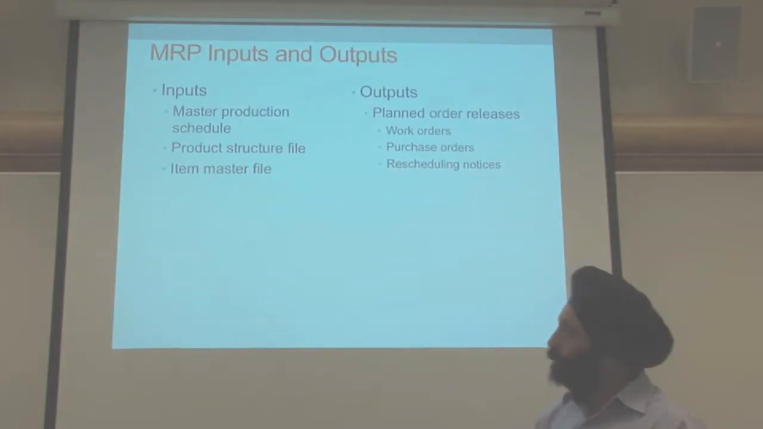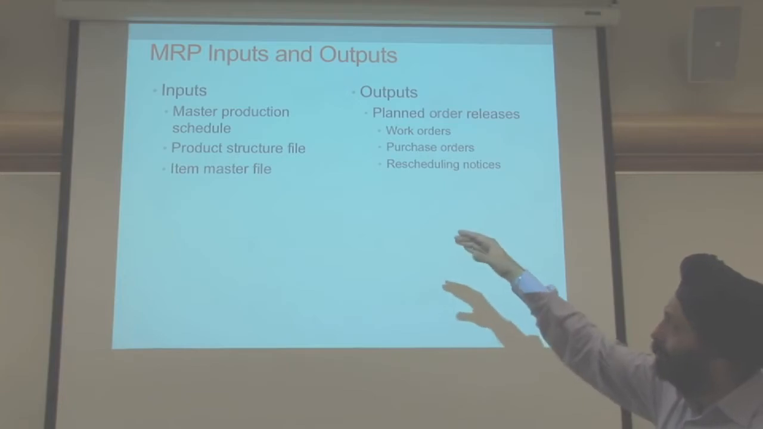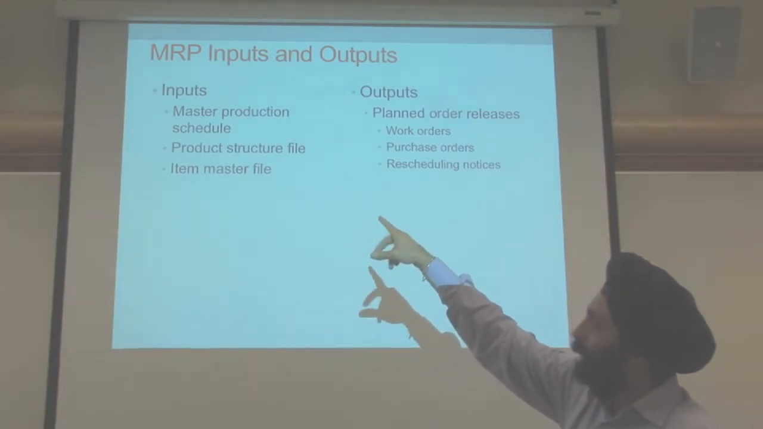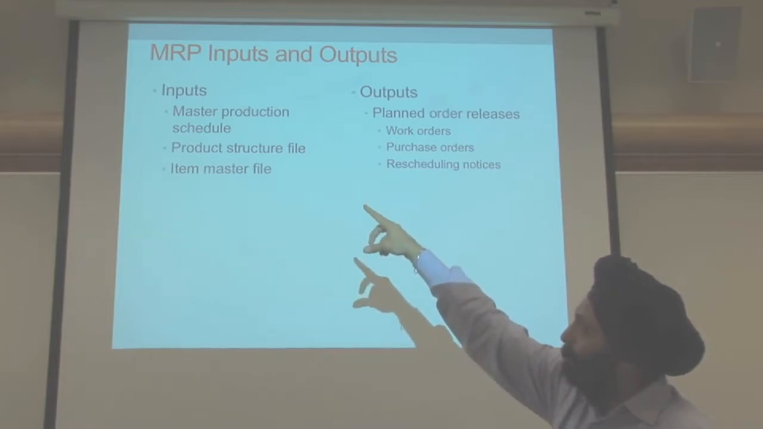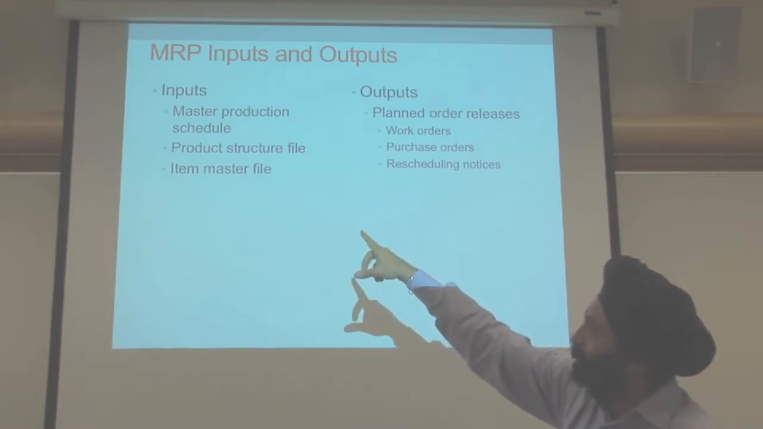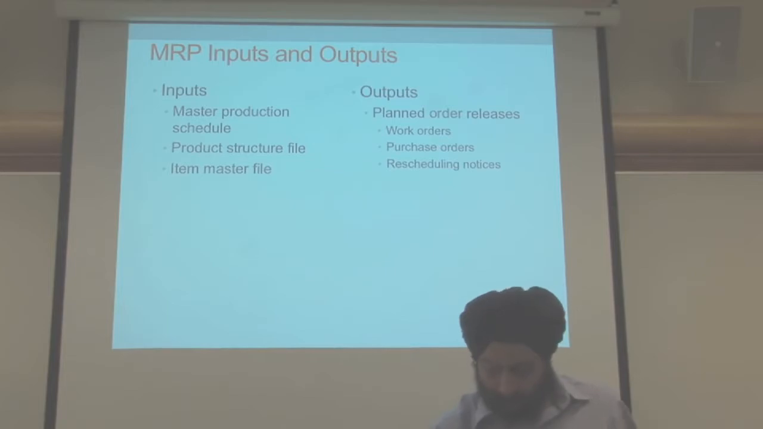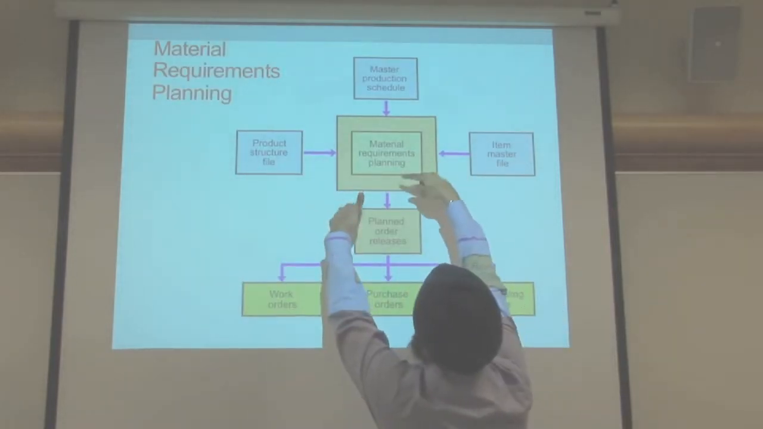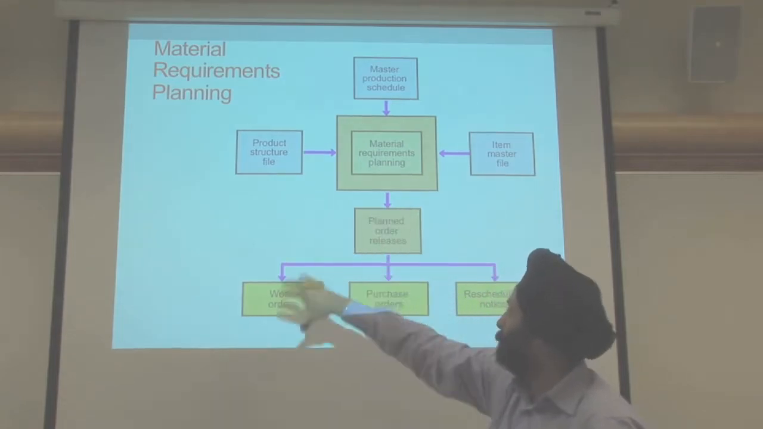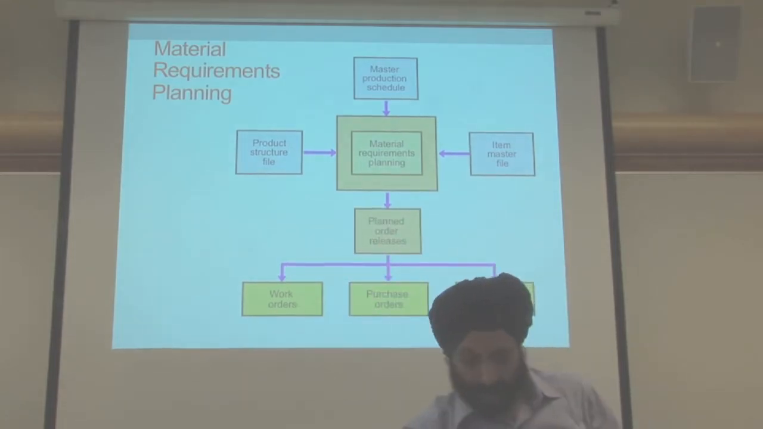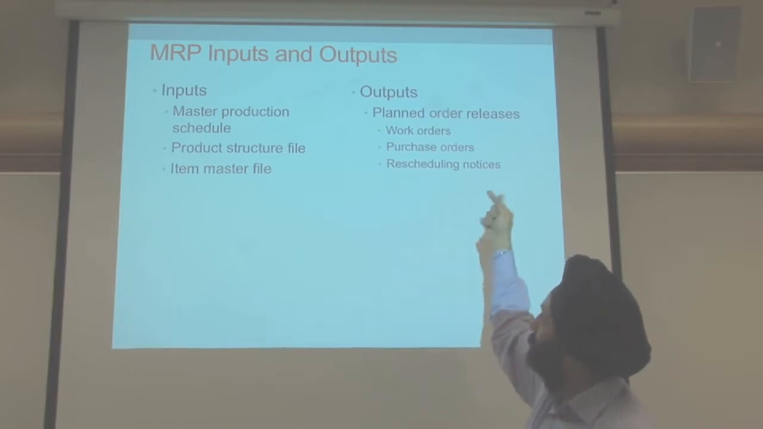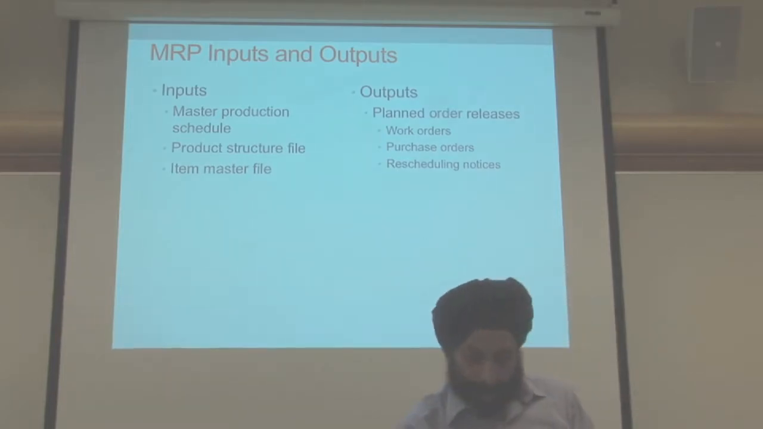MRP inputs and outputs. Inputs are, as we mentioned in the previous example, the master production schedule, product structure tree, and item master file. If you see the previous example, those are the 3 inputs going into MRP. And the outputs are indicated over here, which are the planned order releases which result in work order, purchase order, and scheduling order.